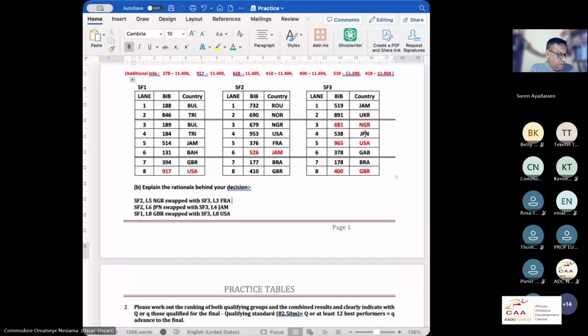because Japan, I also swapped Japan from lane 6. No, sorry. Semi-final 2. Yes, Japan was in semi-final 2, lane 6. If you have it like that, I also swapped. So replace Nigeria in lane 3 because they are in the same lane draw, so it's easy to swap them. So Nigeria.